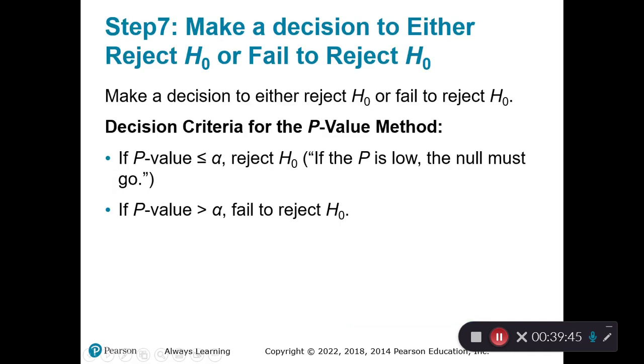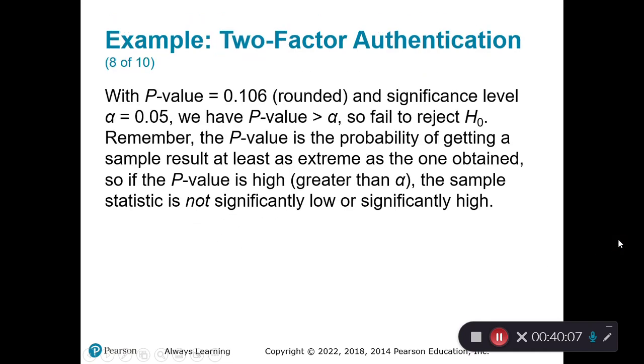So to make that decision using a p-value, what you would do is compare your p-value to your significance level. If your p-value is less than or equal to alpha, you reject the null hypothesis. If your p-value is greater than alpha, then you fail to reject the null hypothesis. You might recall that the p-value that we found earlier was 0.1059, or 0.106 when we round. The significance level was 0.05. The p-value here exceeded the significance level.